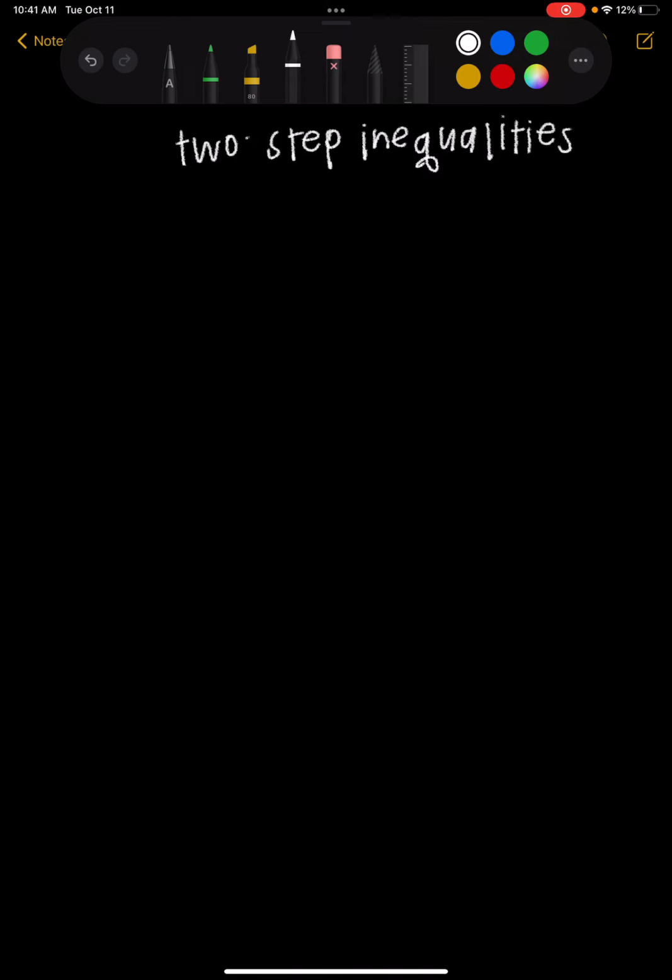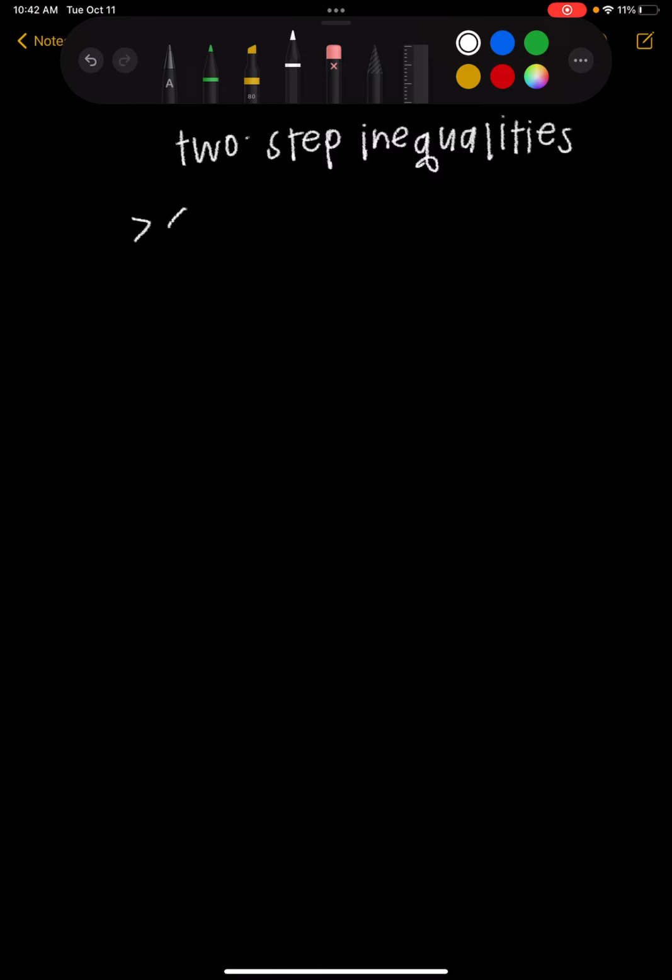Okay, so now we're going to be talking about two-step inequalities, and two-step inequalities are incredibly similar to two-step equations. Just the same thing as the last time. We're going to graph the inequalities, and it depends on the greater than or less than signs how you graph them. And also if you have to multiply or divide by a negative number, you flip the inequality. So let me just write those rules down again.